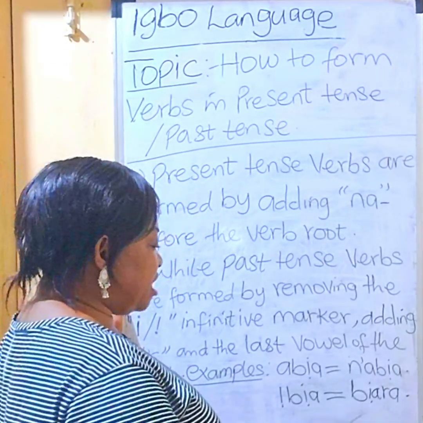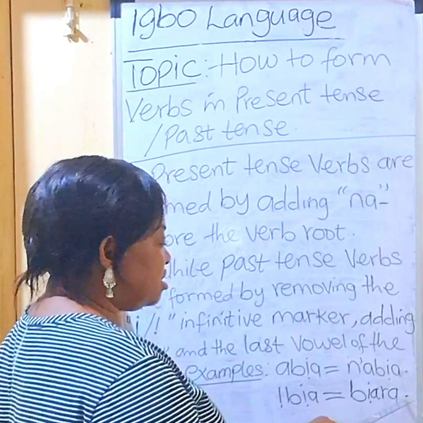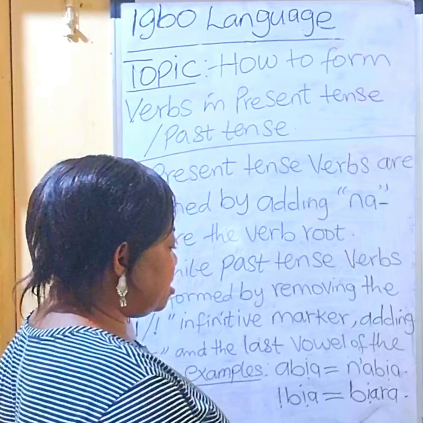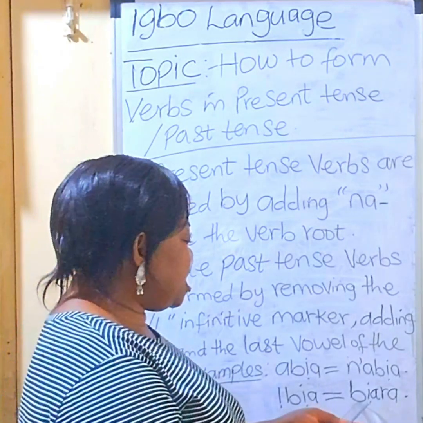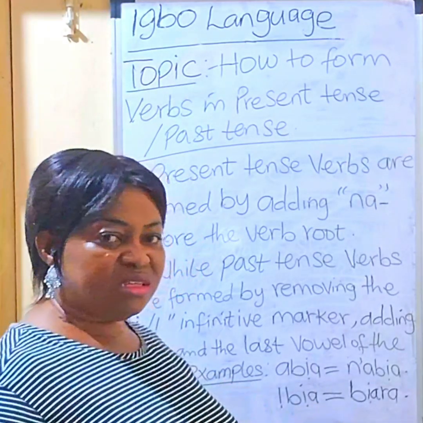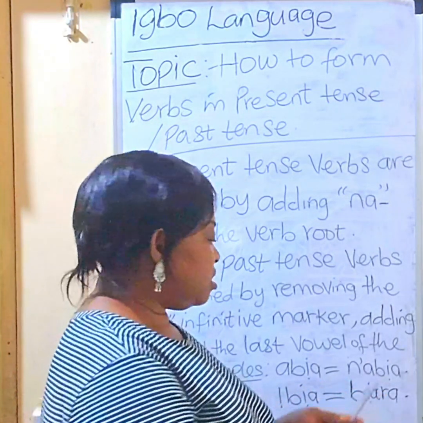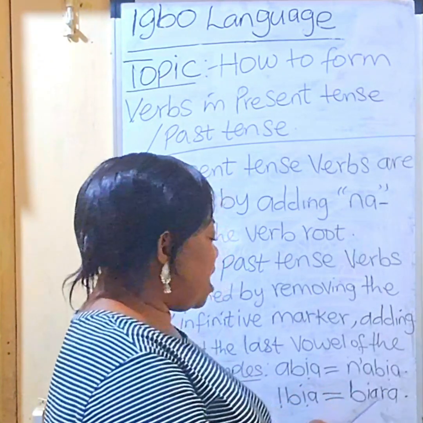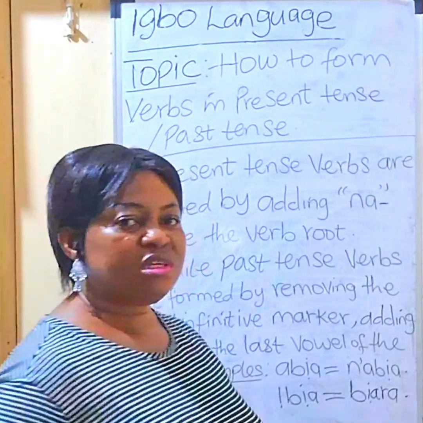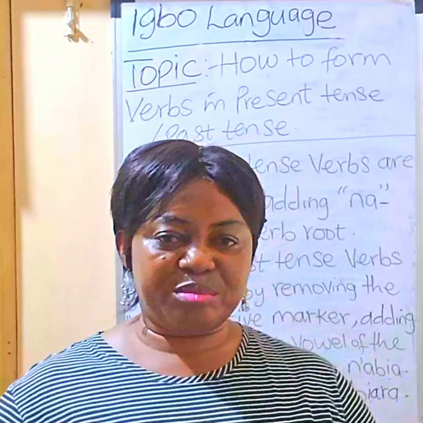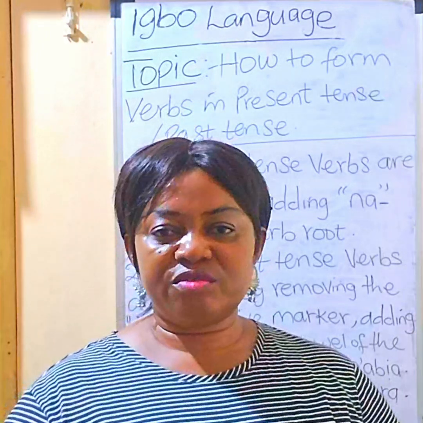Now you have seen that here is biara, or say that, class, biara. Now biara here is our past tense. Biara here is past tense of nabia. Nabia is in present, while biara is in past tense. Have you seen it? How we form this present tense and the past tense with the help of verb root.